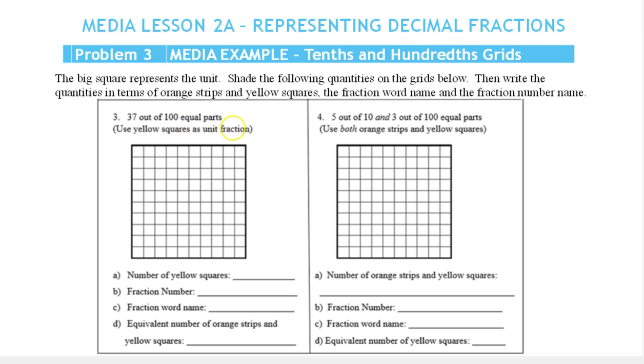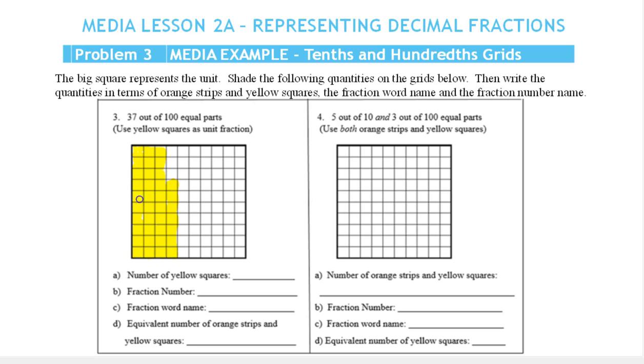37 out of 100 equal parts. Use yellow squares as the unit fraction. So I'm going to shade 37. I'm going to do the first 30 from left to right. And please feel free to try these on your own. Then for the 7, I'm going to start at the bottom in the next column. 1, 2, 3, 4, 5, 6, 7. And again, you could shade any 7.